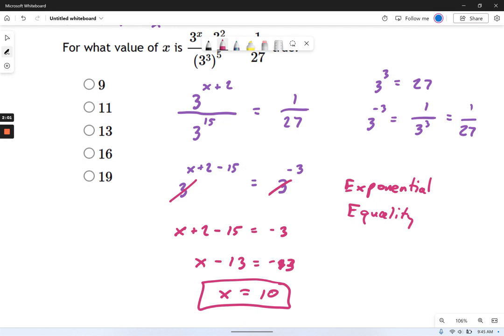We needed 2 things. We needed properties of exponents. Right, that was pretty important. And we needed exponential equality down here.